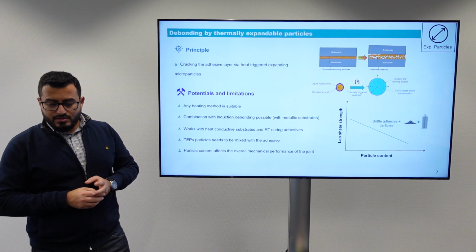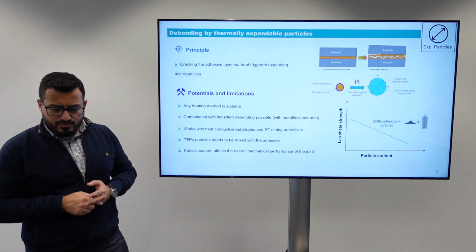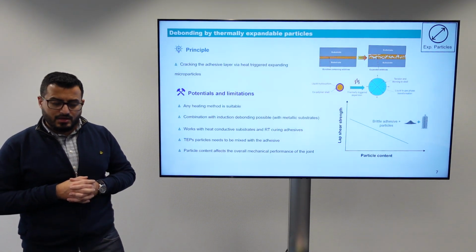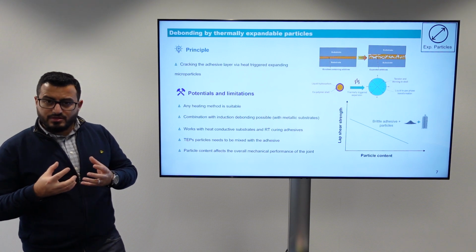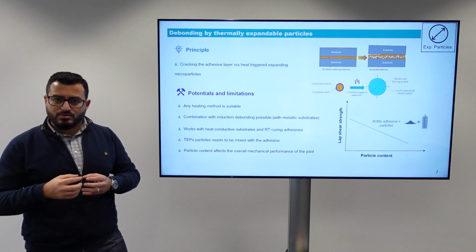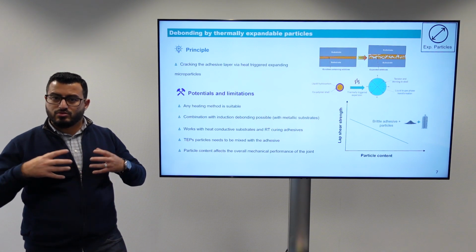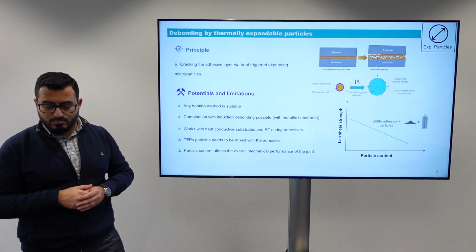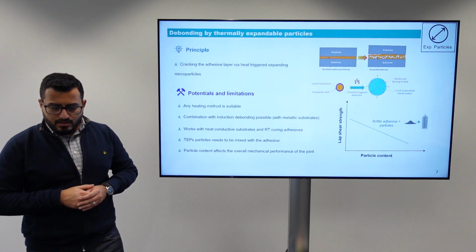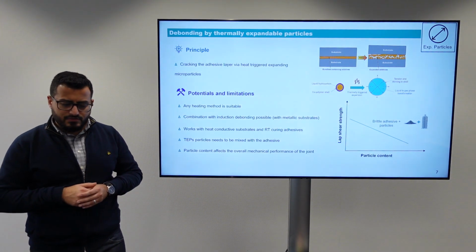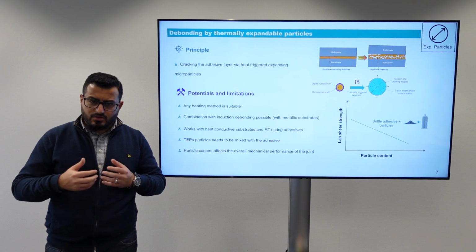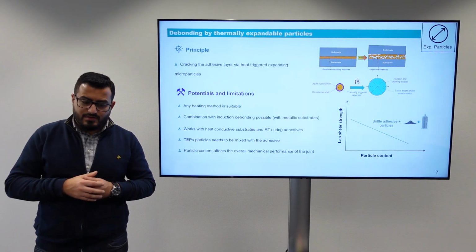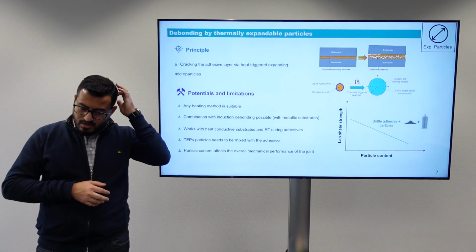Thermally expandable particles is also another interesting debonding method, and these particles are actually made up of a liquid hydrocarbon encapsulated in a polymer shell. When these particles are heated, the liquid hydrocarbon changes into gas and expands the whole particles, and the volume can actually increase even to more than 5 times its initial volume. When you mix these particles into the adhesives, they can actually cause cracking of the adhesive or even reduce the mechanical performance of the adhesive, and that can cause also debonding.